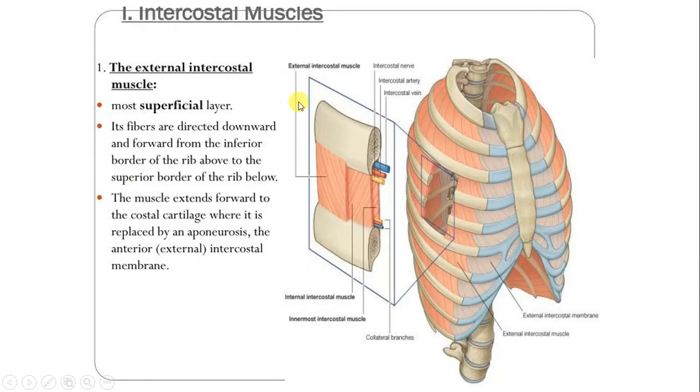Now, the very first muscle of the intercostal space is the external intercostal muscle. Here you see the external intercostal muscle. You can see that it runs from the lower border of the upper rib to the upper border of the lower rib. This most superficial muscle has fibers directed downwards and forwards, from the inferior border of the rib above to the superior border of the rib below. This muscle extends forward up to the costal cartilages, where from this point to the lateral border of the sternum it is replaced by the anterior intercostal membrane, or external intercostal membrane, because it is part of the external intercostal muscle.